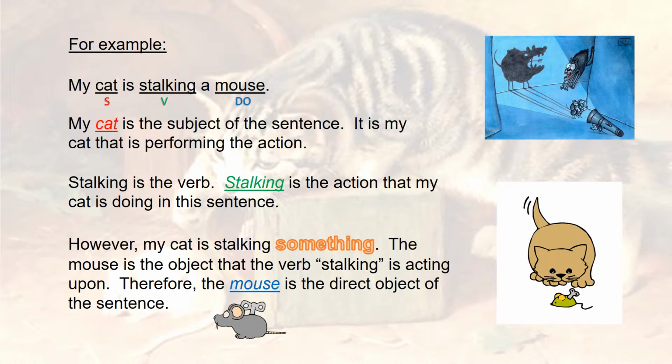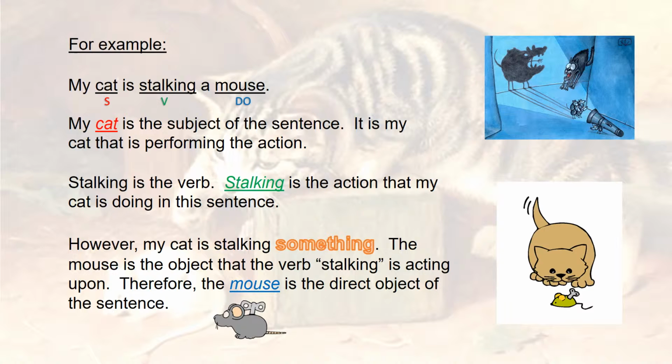Let's take a look at an example. Here we have a sentence. My cat is stalking a mouse. Well, we know that my cat is the subject. It's my cat that's doing something in this sentence. What is it that my cat is doing? Well, my cat is stalking. Stalking is the verb in this sentence. It's the action that my cat is doing.